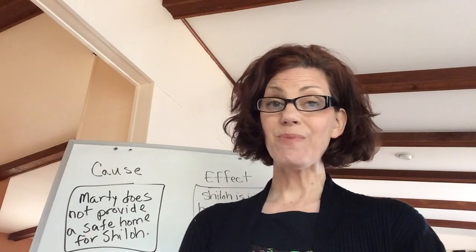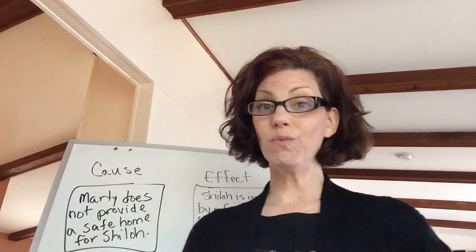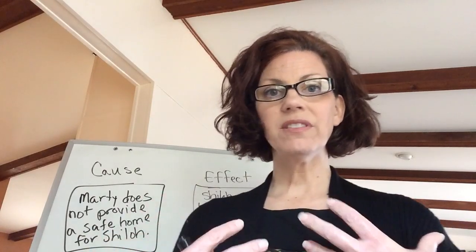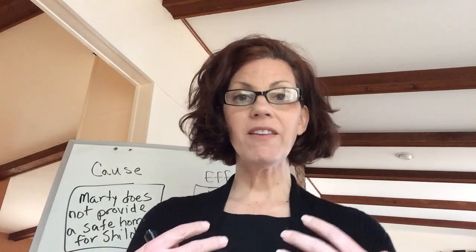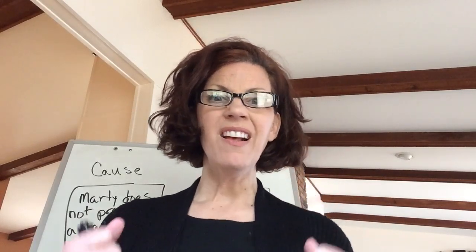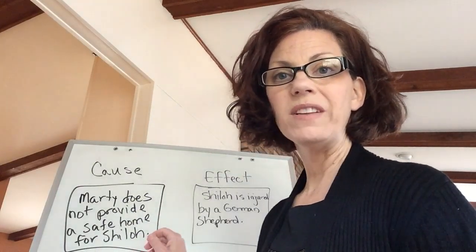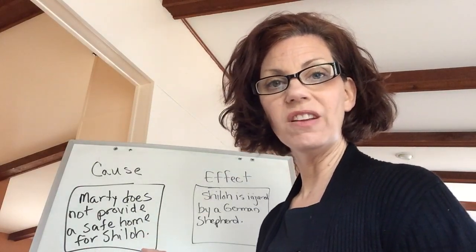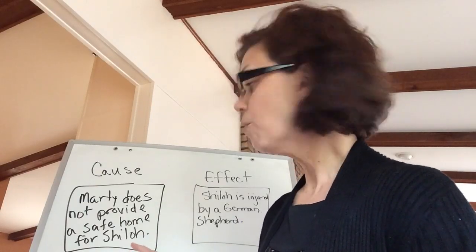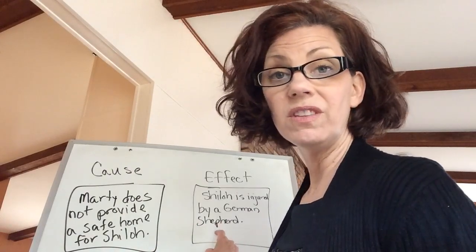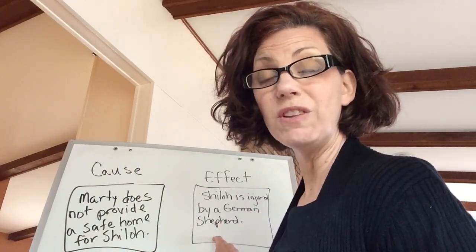So the author brings this in so that we as the reader have now this dilemma, right? Now all of a sudden we realize we may have been on Marty's side. We may have said, yeah, Marty, good for you, I'm so glad that you took that dog away from him. But now we have to step back and say, was that really a wise decision? Because we don't know until you keep reading in the story. We don't know what's going to happen to Shiloh. He's injured. He's been attacked by a German Shepherd.